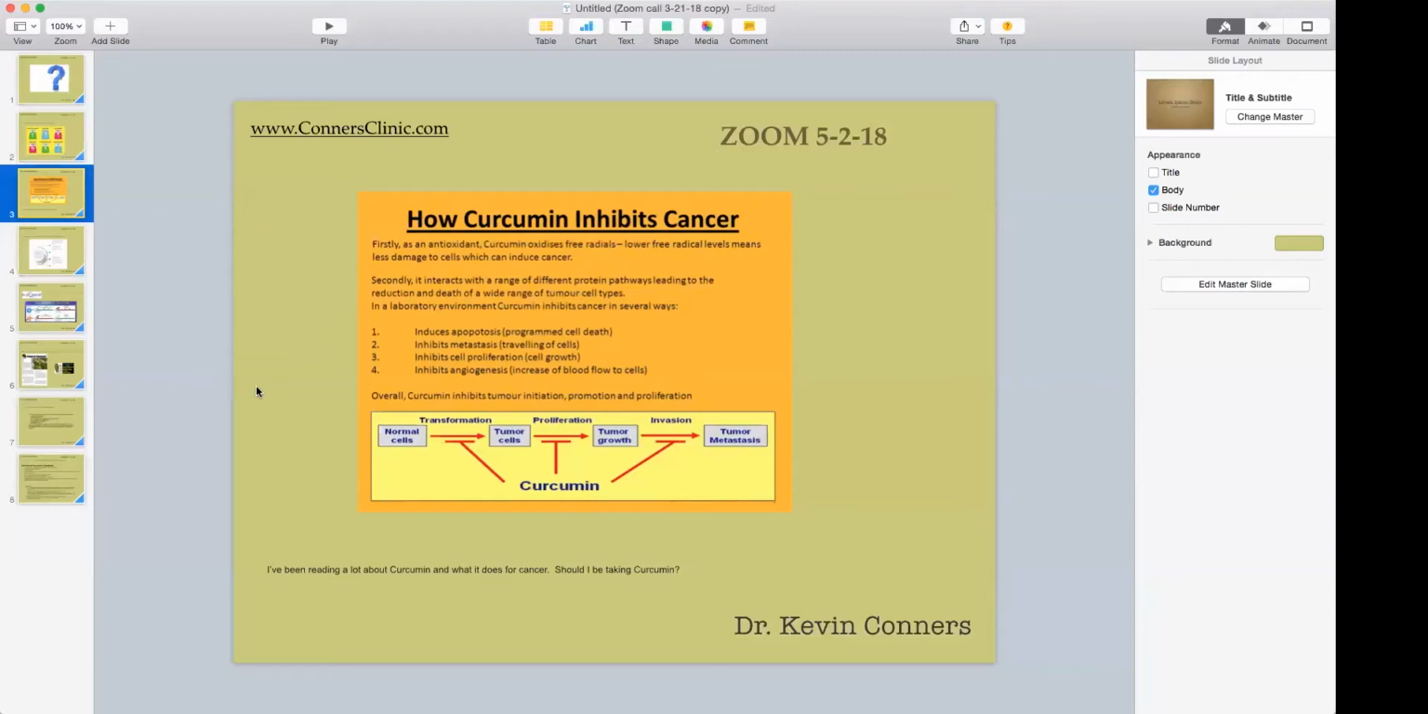We have many multiple myeloma patients. Some of them have tested out fantastic on it, and we have them on up to 8 grams of curcumin. So that's a lot, but it's been shown to be very helpful.